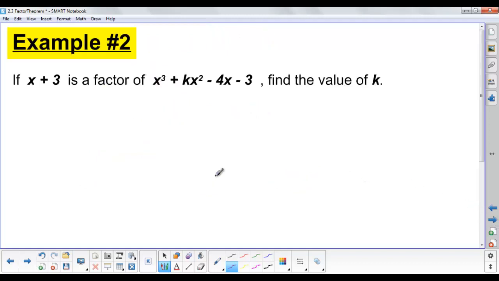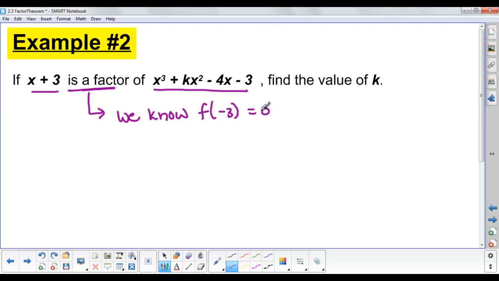Okay, next example. We are told that x plus 3 is a factor of our dividend here, of this function. We want to find the value of k. So when something is a factor, we know that when we sub in the root -3, we should end up with 0. So let's go ahead and do that. We sub in -3, that's k times -3 squared minus 4 times -3 minus 3. We should end up with a value of 0.